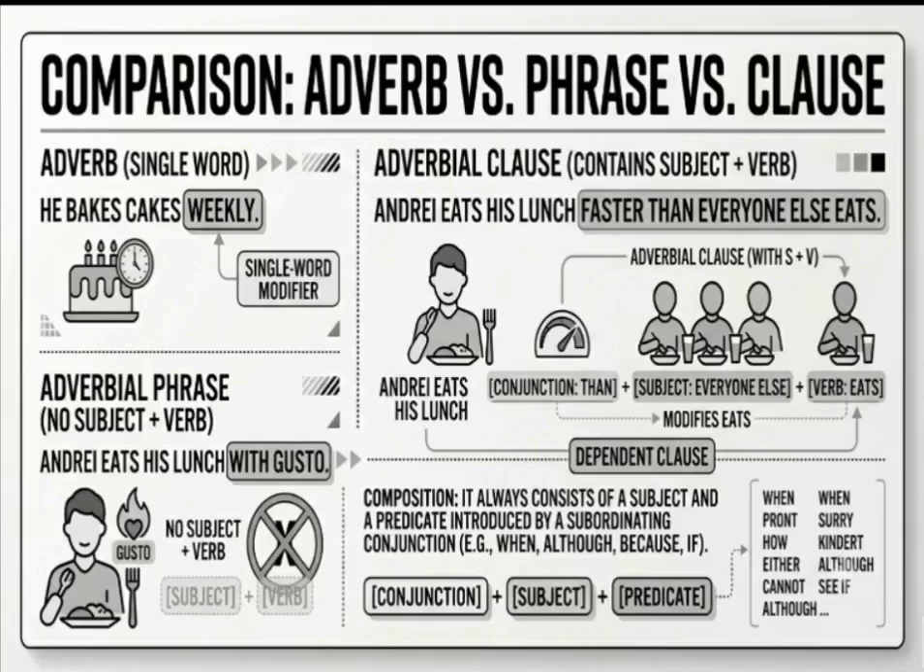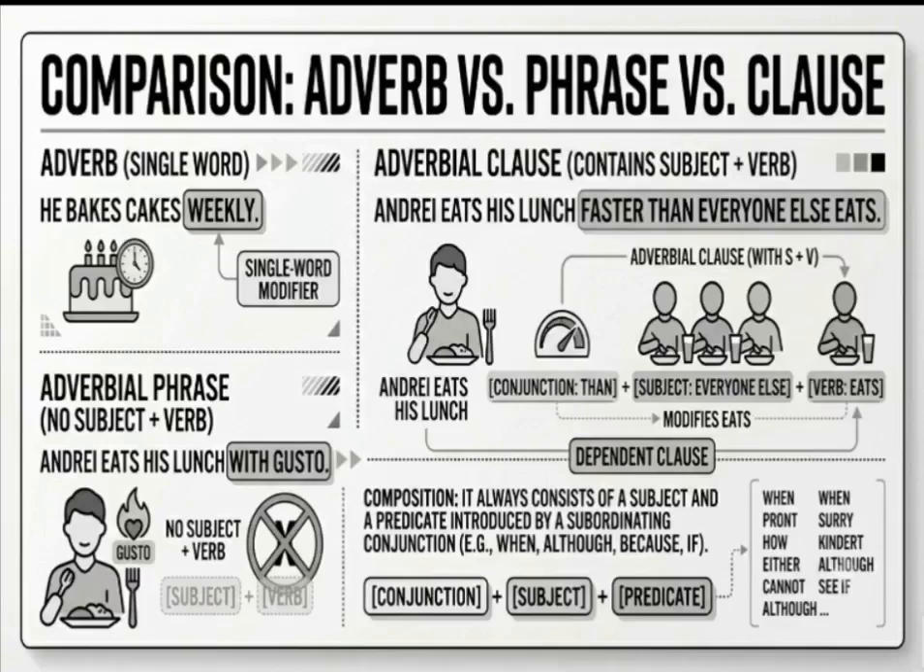Next, look at how we can expand that into a phrase. André, actually it's a French name, okay? André eats his lunch with gusto. The words with gusto tell us how he eats. But notice, is there a subject or a verb inside with gusto? No, it's just a group of words working together without the subject and verb. Yes, that makes it a phrase.